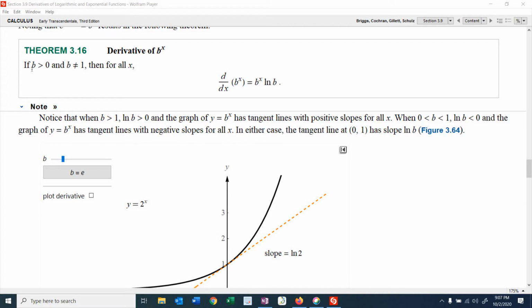Now, the reason that we have this restriction that b must be positive is because it represents the base of an exponential function. And bases of exponential functions must be positive. And they cannot be equal to 1, because if they're equal to 1, then they're actually linear functions. Okay, so I want to show you why this is true. The derivative of a positive base raised to the x power is the same as b to the x power times the natural log of b.